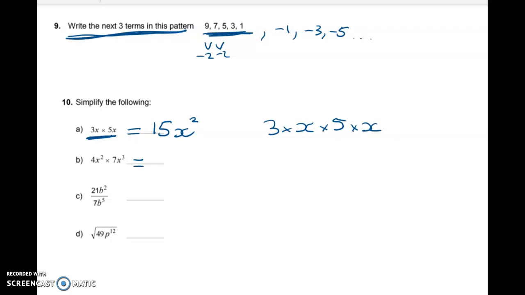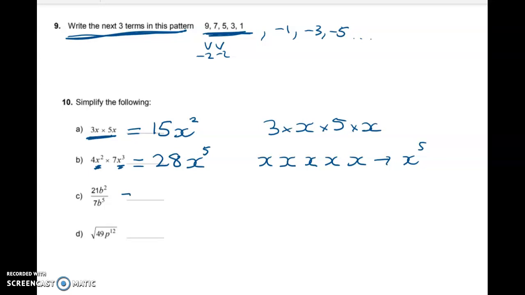The next one is very similar, except that we've got x squared and x cubed. So with this one, we again multiply the numbers. We get 28, and then x squared times x cubed will give me x to the power of 5. And that's because x squared is x times x, and then x cubed is x times x times x. So that's where the x to the 5 comes from. Most of you at this point are going, look, the base is the same, so all I have to do is add the powers.